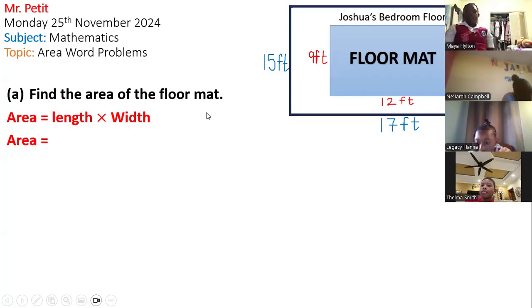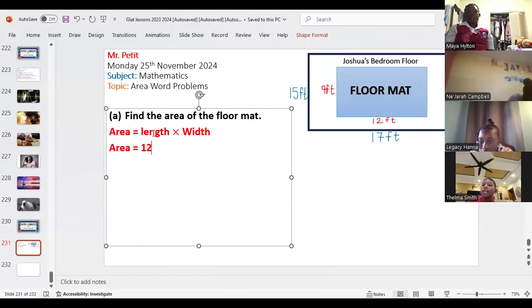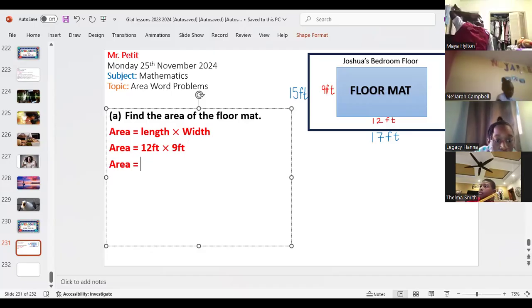So let's go ahead and do that. It's going to be 12 feet multiplied by 9 feet. Mr. Petit, do they have other words in math for length and width, or is there just length and width? You have length, width, and height, but height is different than length and width.